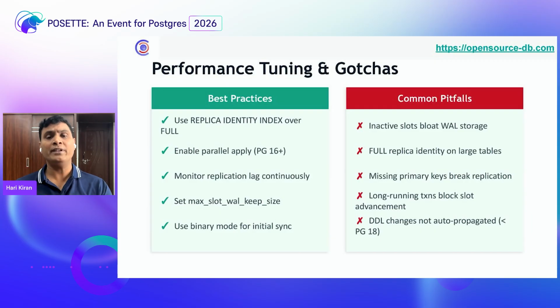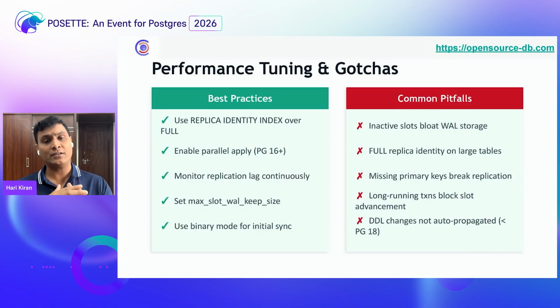Now, moving on to performance tuning and the gotchas that I wanted to double click on, right? On the best practices side, prefer replica identity using index over replica identity full on large tables, because you are going to be constructing a lot of full writes. Enable parallel apply if you are on PG16 and later, right? That's the GUC that I referred to, right? And monitor the replication lag continuously with pg_stat_replication.